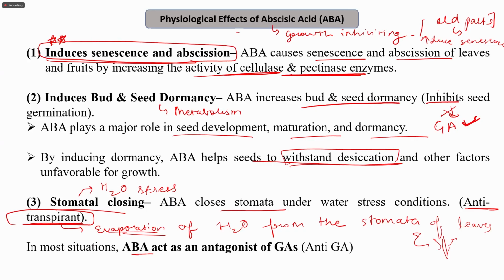In most situations, it acts as antagonist of GA. Therefore, it is also known as anti-GA. So as I mentioned, for example, GA was actually promoting the seed germination. Abscisic acid is inhibiting the seed germination. Therefore, it acts as an antagonist. Antagonist means against GA. Opposite effect.